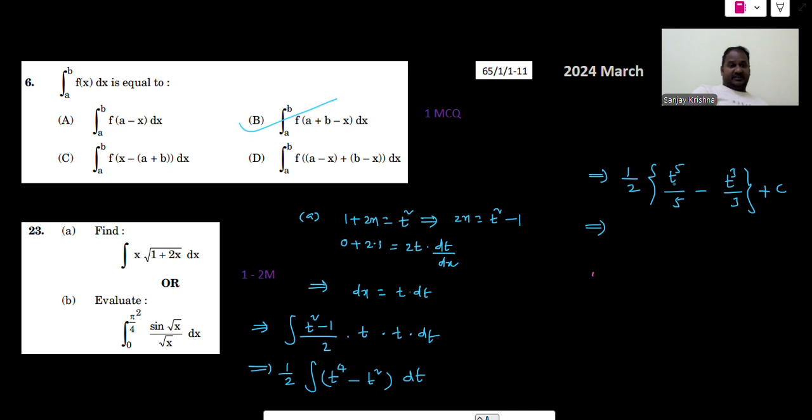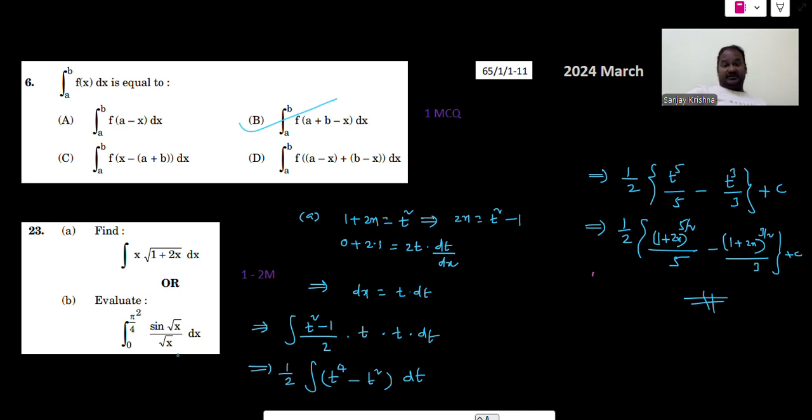That implies this is going to be 1 by 2 into t power 5 by 5. See, 1 plus 2x is equal to t square, right? So t is equal to (1 plus 2x) whole power 1 by 2. So t to the power 5 is (1 plus 2x) whole power 1 by 2 whole power 5, which is 5 by 2. So you can write it as (1 plus 2x) whole to the power of 5 by 2 divided by 5. Similarly, (1 plus 2x) whole to the power of 1 by 2 whole cube is nothing but 3 by 2 whole, divided by 3, plus c. So this way you can answer the problem easily.